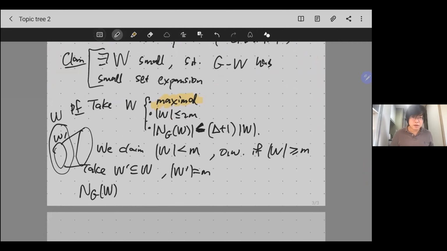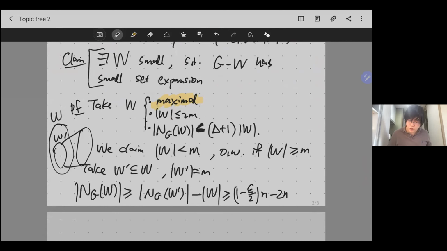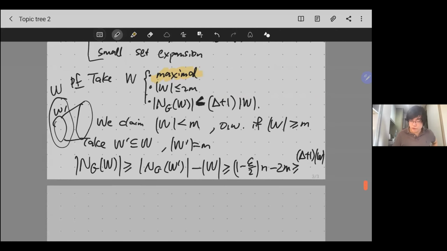So that means our external neighborhood of W must be at least the external neighborhood of its subset minus W. And W is of size at most 2m by our choice, right? So this subtraction is not too big. It is at least 1 minus epsilon over 2 n, the large set expansion, minus 2m, which is bigger than delta plus 1 times W. Because again, W is at most 2m. This contradicts our choice that W is poorly expanding. Okay, contradiction. So that means W has to be at most m.